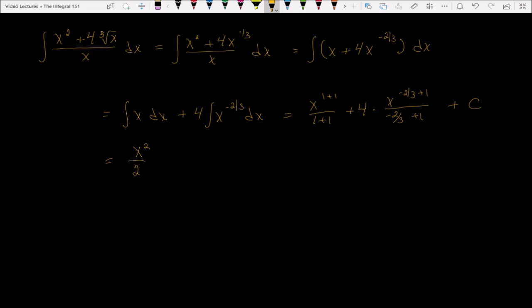We'll have x squared over 2 for the first term. x to the 1/3 power divided by 1/3. Right? Fully simplifying, this is now x squared over 2 plus 12. Let's rewrite it as a cube root. 12 cube root of x plus a constant.